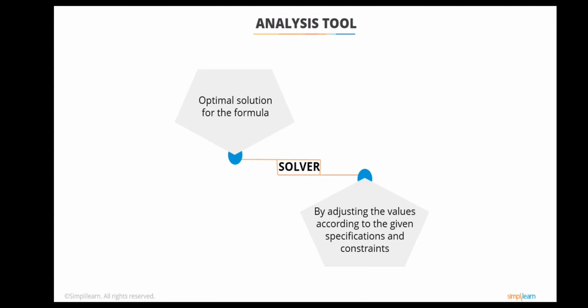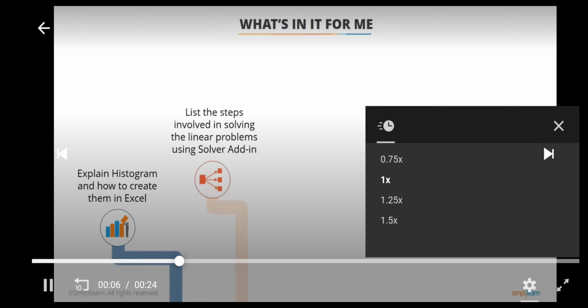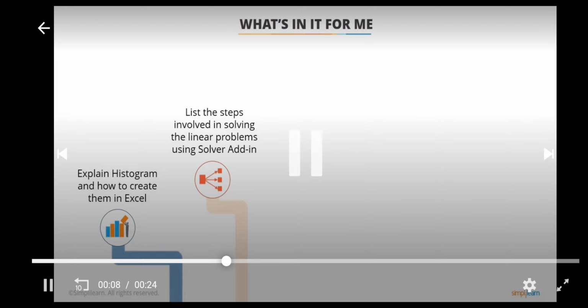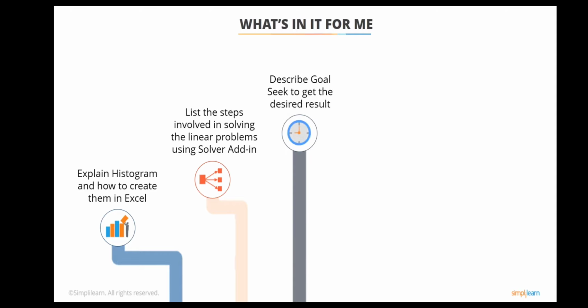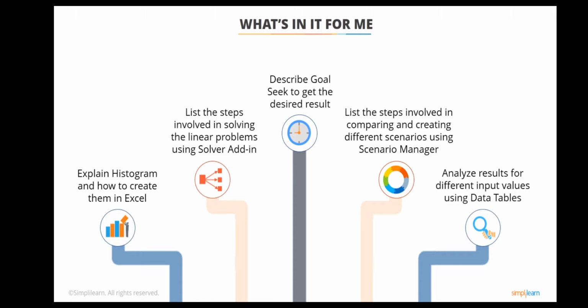Before going into details, let us start this lesson by defining the objectives of the lesson. After completing this lesson, we will be able to explain histograms and how to create them in Excel, list the steps involved in solving linear problems using the Solver add-in, describe Goal Seek to get the desired result, list the steps involved in comparing and creating different scenarios using Scenario Manager, and analyze results for different input values using data tables.